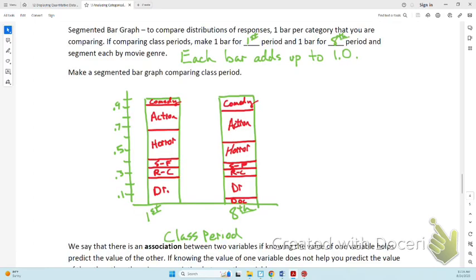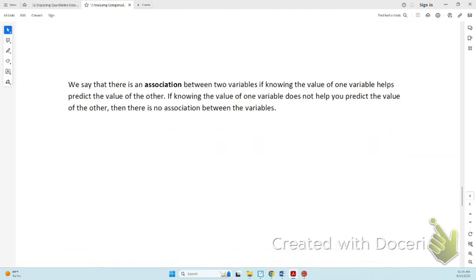All right, so here's our graph, and I think they are pretty close to the same. We had one documentary in the 8th. The comedies, that's probably the biggest discrepancy. But everything else is really close, especially with dramas. So I'm going to say there's not a significant association. They're very close to the same for each class period and movie genre. So let's put it into some words, and we will move on.